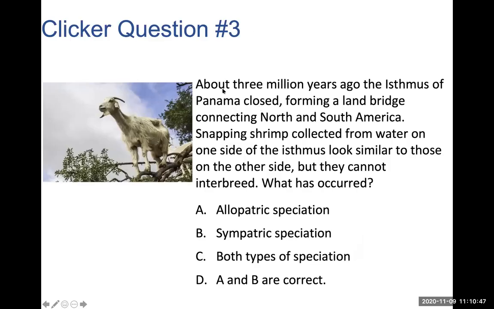Okay, I have a question for you guys. About 3 million years ago, the Isthmus of Panama closed, forming a land bridge connecting North and South America. Snapping shrimp collected from water on one side of the isthmus look similar to those on the other side, but they cannot interbreed. So what happened here, if you were paying attention?